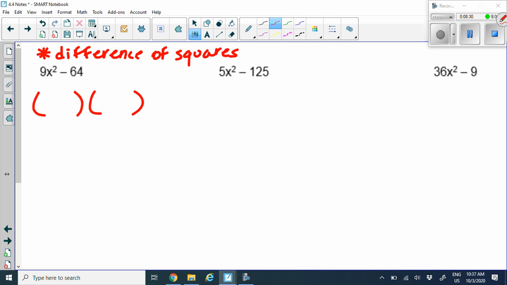Now notice 9 is a perfect square. What is the square root of it? It's going to be 3x. So we put 3x in both of them. What about 64? What's the square root of that? It is going to be 8.